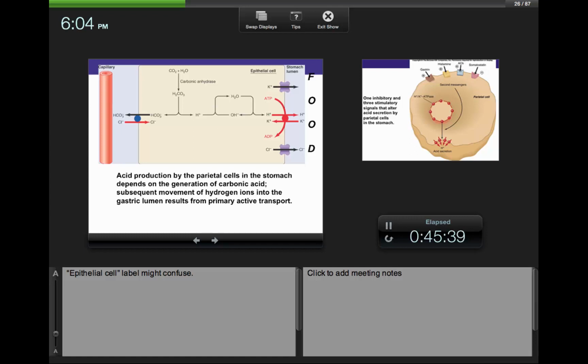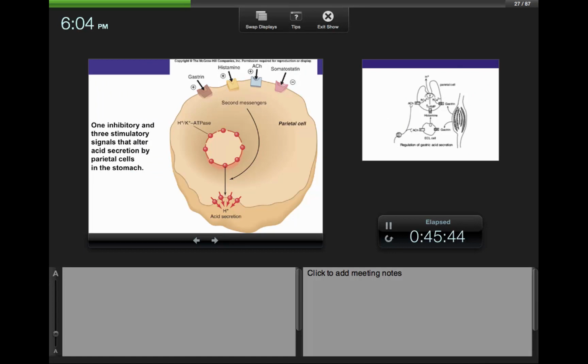Okay, so let's talk about the regulation of parietal cells. You have hormones, paracrine signaling molecules, and neurotransmitters that are playing a role in regulating the amount of acid that's produced by these parietal cells. They all have effects by inserting those pumps, the proton potassium ATPase, into the apical membrane of these cells. So you have one inhibitory, somatostatin.